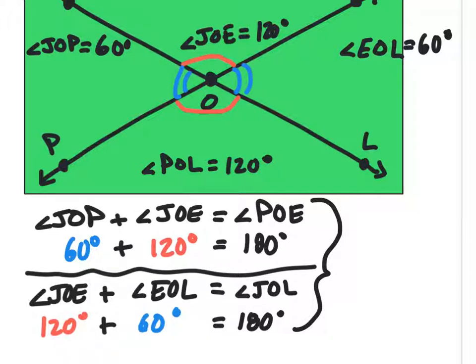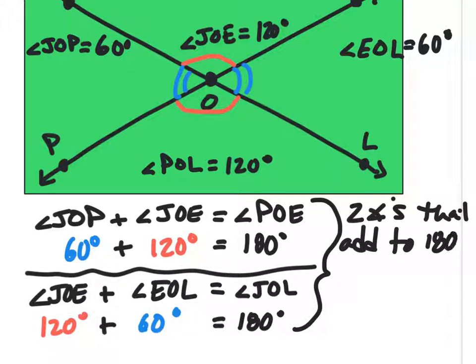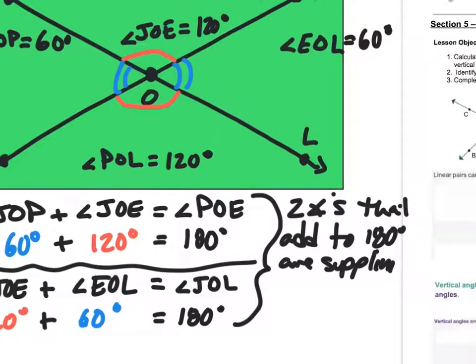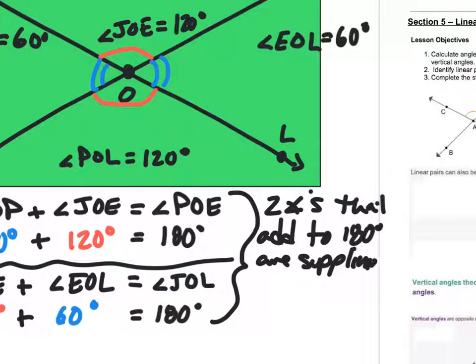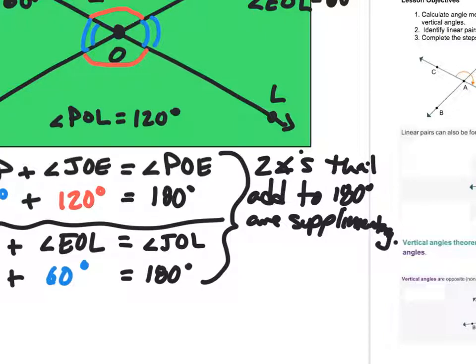Okay, so write this down. Two angles that add to 180 degrees are supplementary. Yes, and complementary. Supplementary. All right, we'll talk about that later, in a minute. But these lines here form a linear pair. These angles here form a linear pair. So I'm going to write that down too, a linear pair.